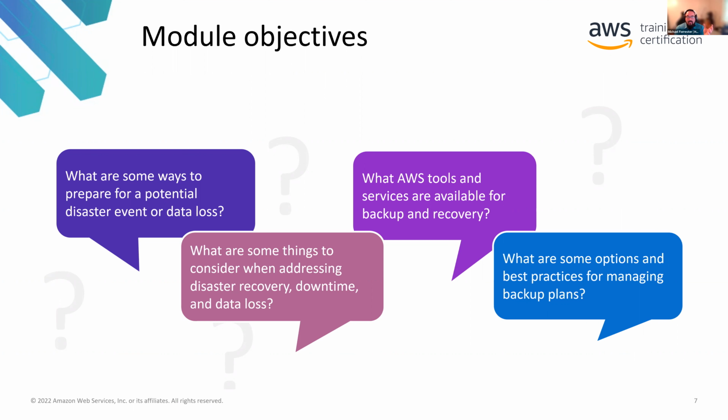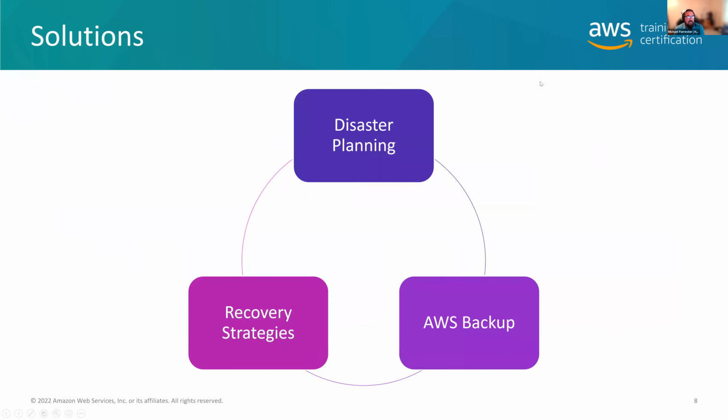So the questions related to this are: how do we prepare for a potential disaster event or data loss? So either service loss or data loss, it doesn't matter really at what scale. What do we do when we talk about recovery, downtime, and data loss? What is our process for restoration? What do we need to think about? And then the tools and services that AWS has for backup and recovery. And there are some general architectural design patterns that are generally considered when we look at this. So DR, AWS Backup, and then recovery strategies.